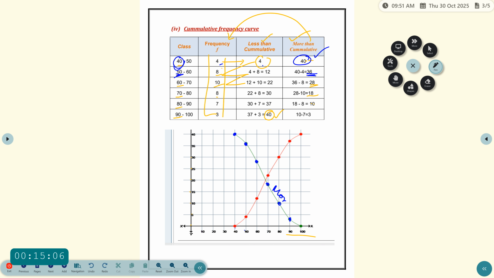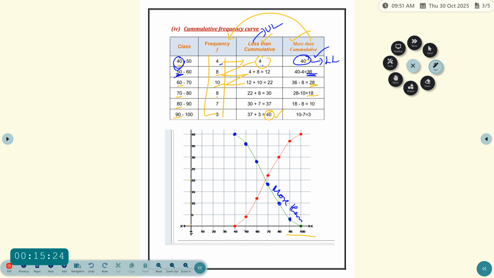This is more than cumulative. For more than cumulative we have to use the lower limit. For less than cumulative we have to use the upper limit. This is the main point: for more than cumulative we use the lower limit, and for less than cumulative we use the upper limit.